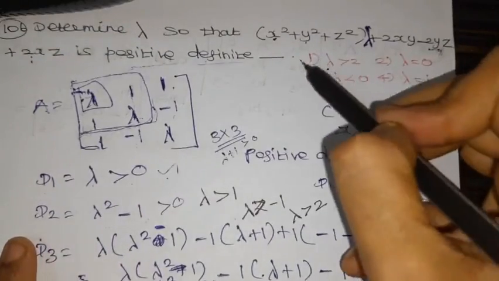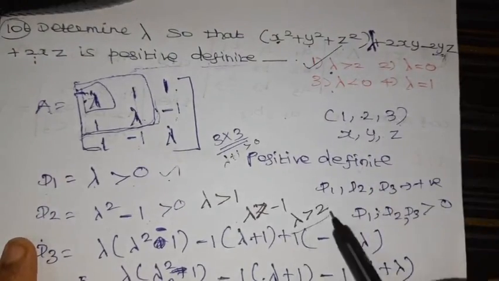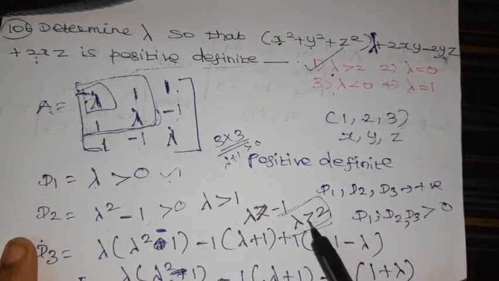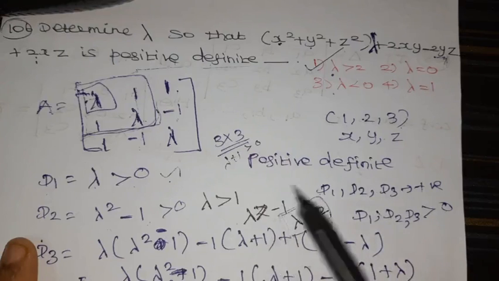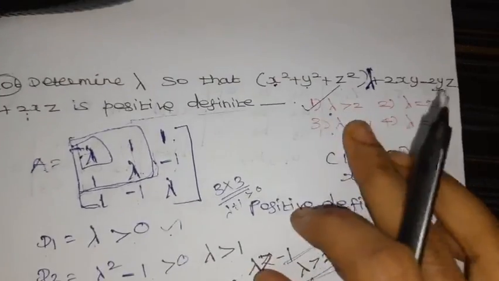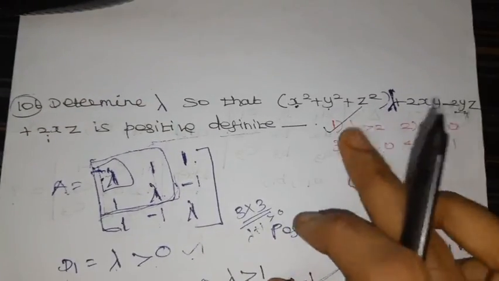So can we write lambda greater than 2? This will match all the rest of the conditions, right? If lambda is greater than 2, it is also greater than minus 1, greater than 1, and greater than 0 as well. So the option is 1: lambda greater than 1 is the right option.